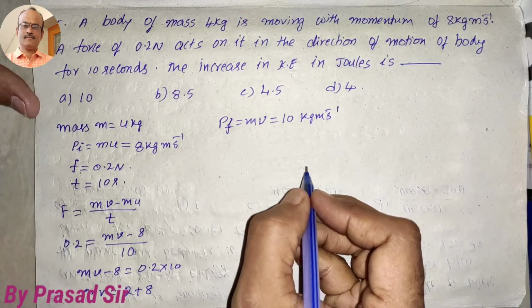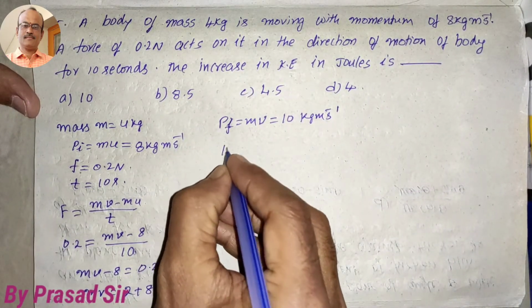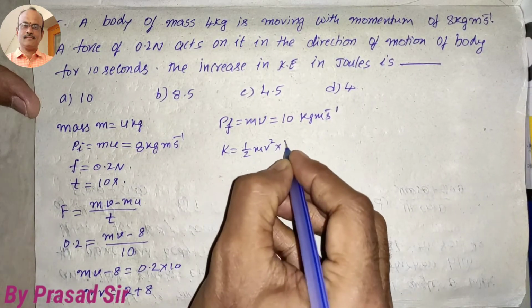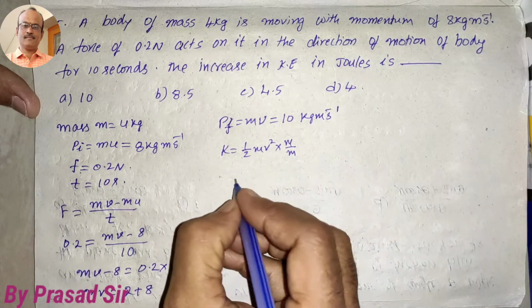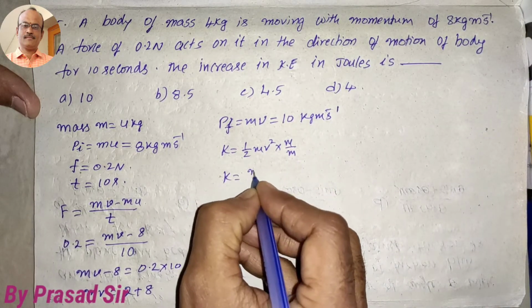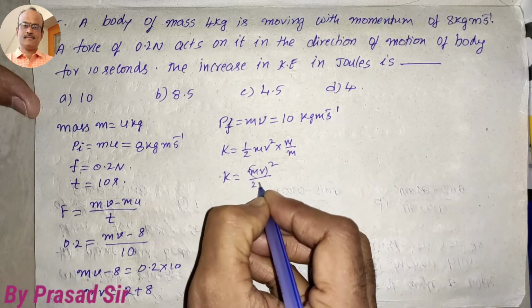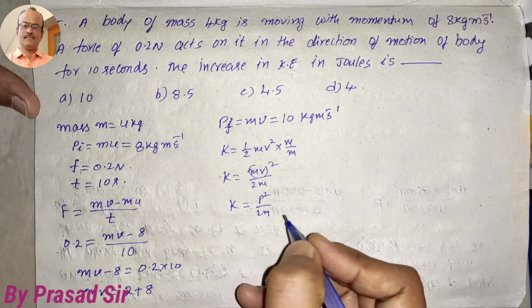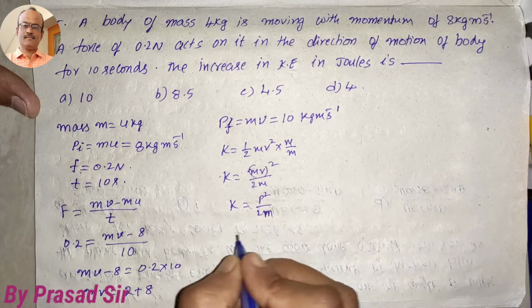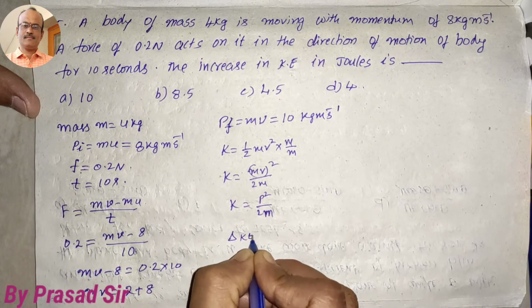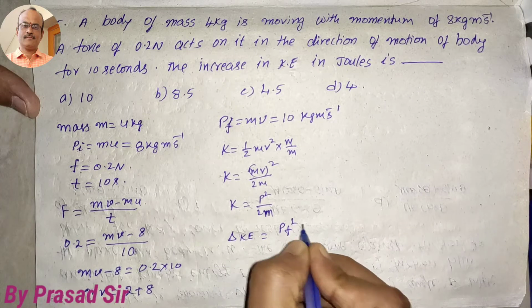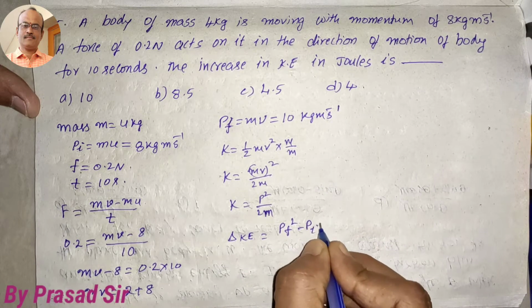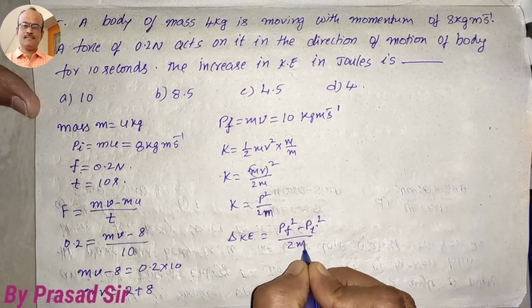But which one do we want to calculate? Increase in kinetic energy. We know that kinetic energy is half mv square. So it should be multiplied and divided with mass. K is equal to mv whole square divided by 2m, and K is equal to p square by 2m. Change in kinetic energy is equal to p final square minus p initial square, divided by 2m.